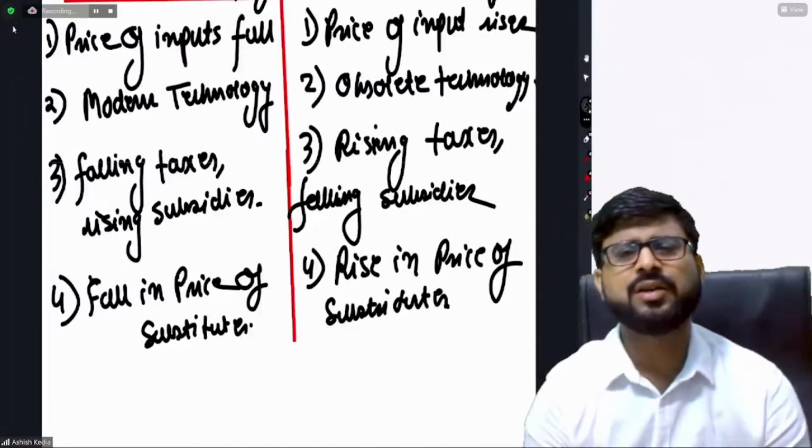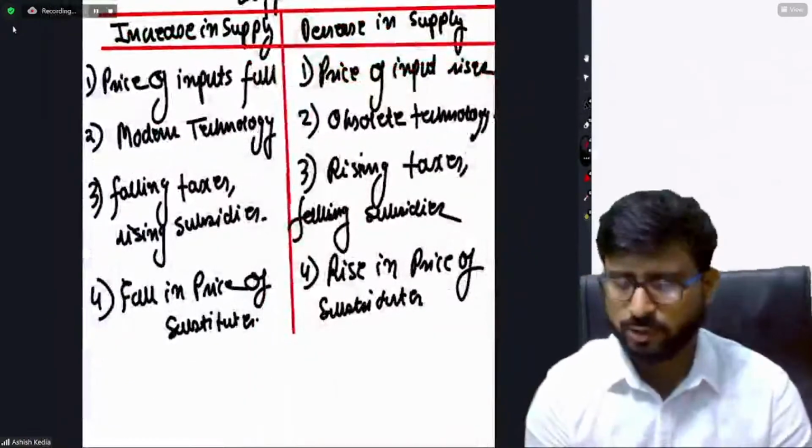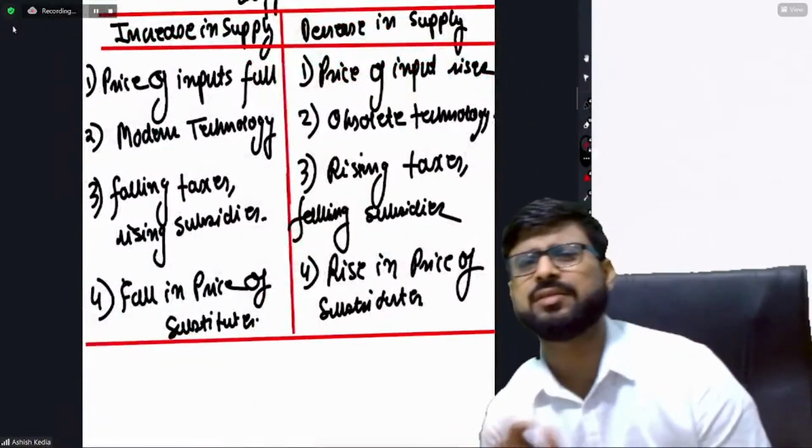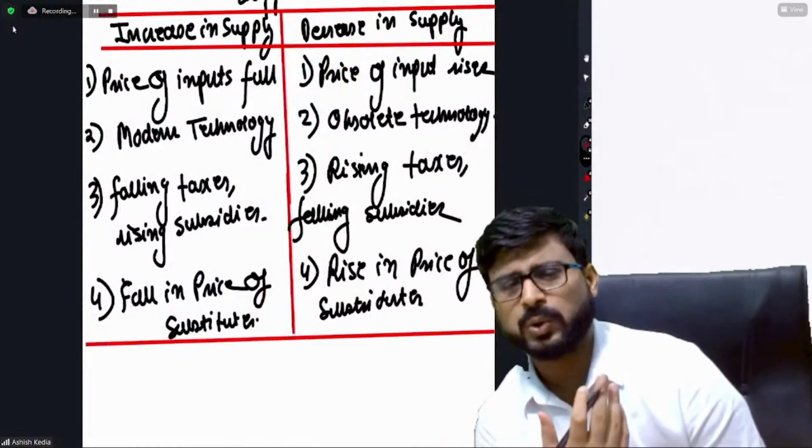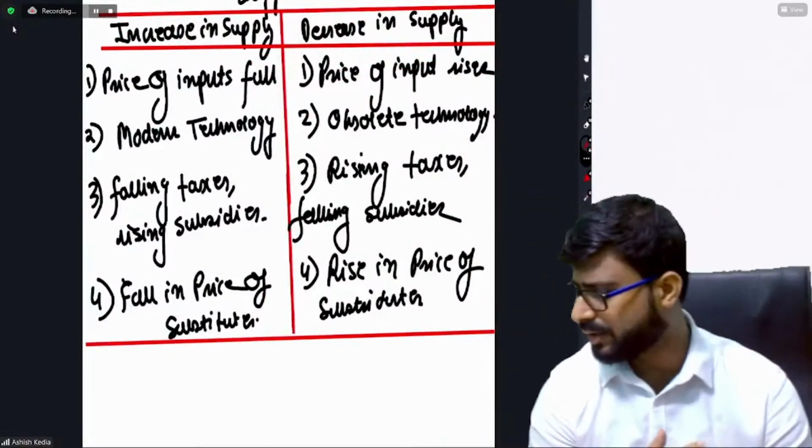There are many reasons. We have just highlighted 4 points here so that it is revised. What I am doing here is revising with you all those demand and supply fundas that we had covered. Correct?